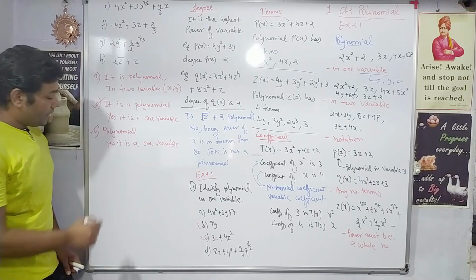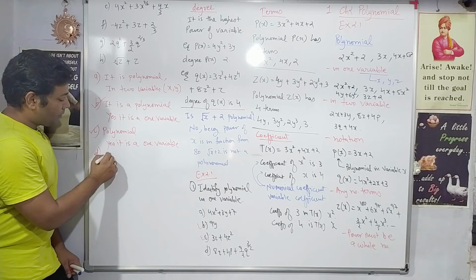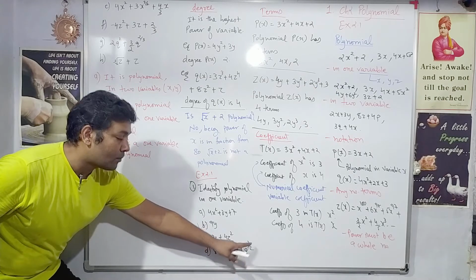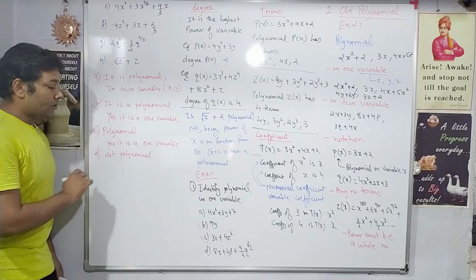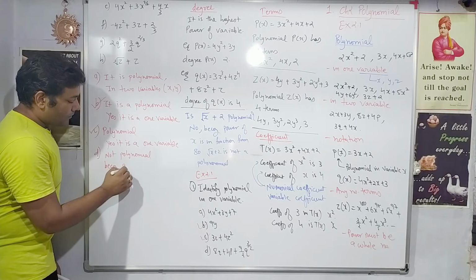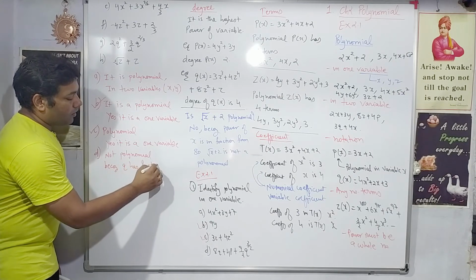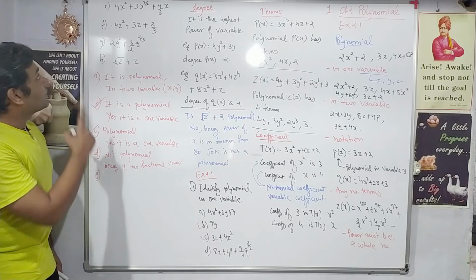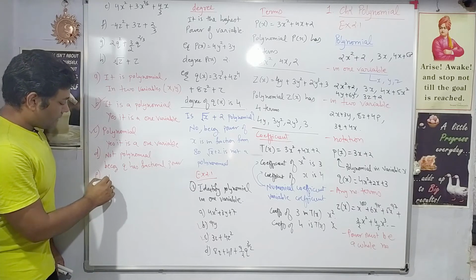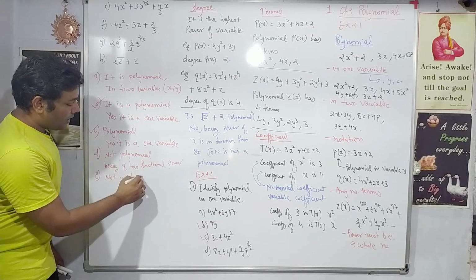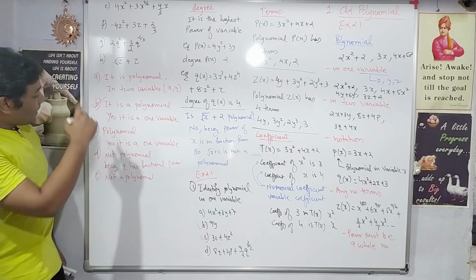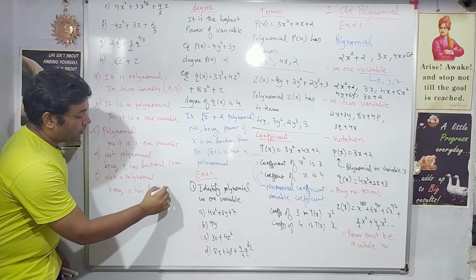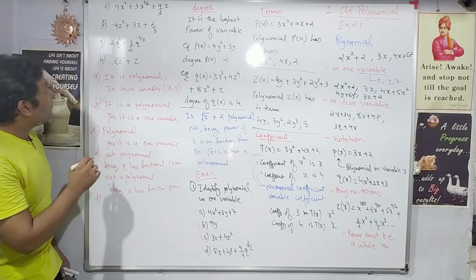Now if we move on to D, it is not a polynomial. Why? Because if you see here, the power is a fraction, so it is not a polynomial. You can write down the reason that q has fractional power, right? So D is not the correct option. Then next one, E. E is also not a polynomial. Why? Again because x has a fractional power. So E is also not a correct option.